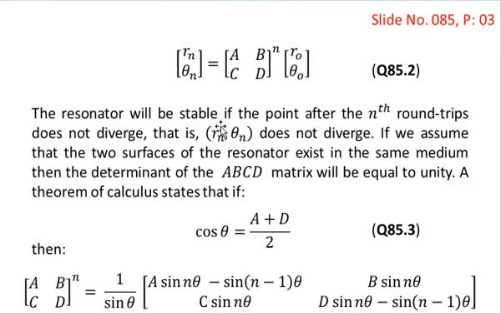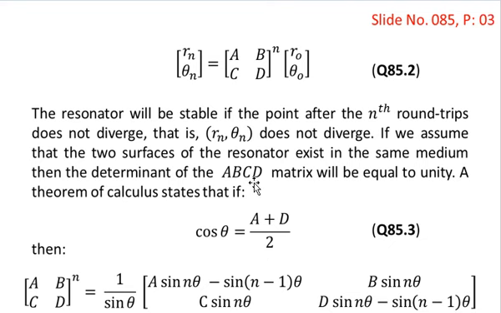The resonator will be stable if the point after nth round trips does not diverge. That is, Rn and theta n do not diverge. If we assume that the two surfaces of the resonator exist in the same medium, that is both have the same refractive index, then the determinant of the ABCD matrix will be equal to unity. This is by definition of the ABCD matrix. Notice that we have also discussed the properties of the ABCD matrix in one of our previous slides in the course on laser physics.